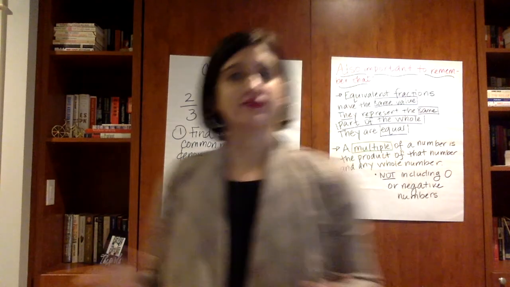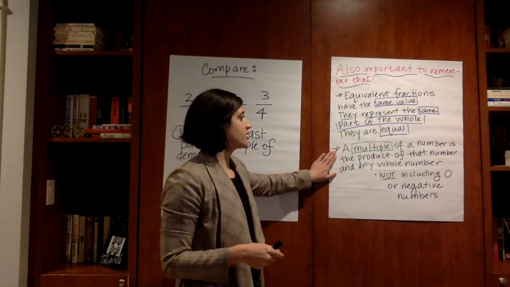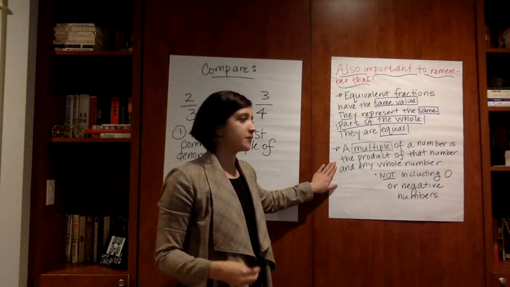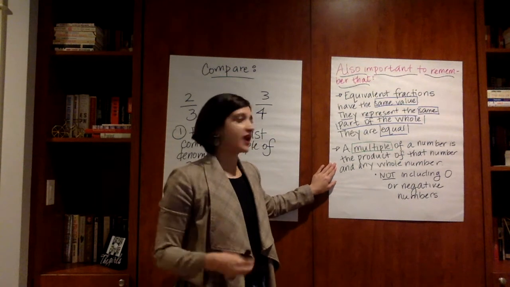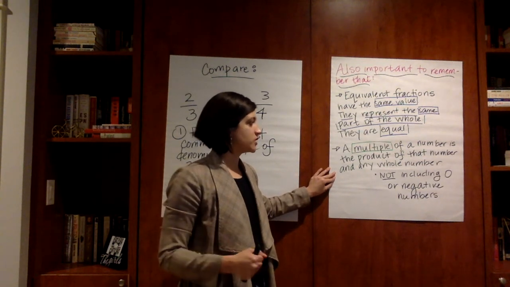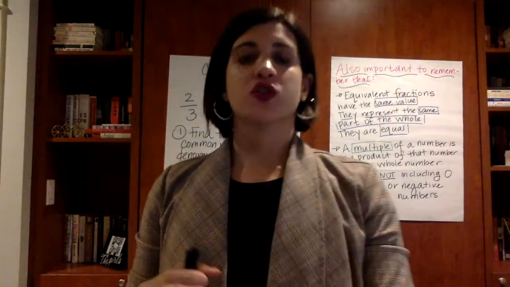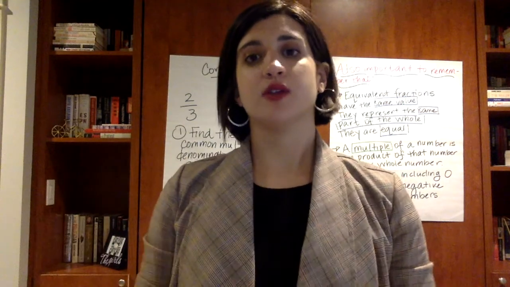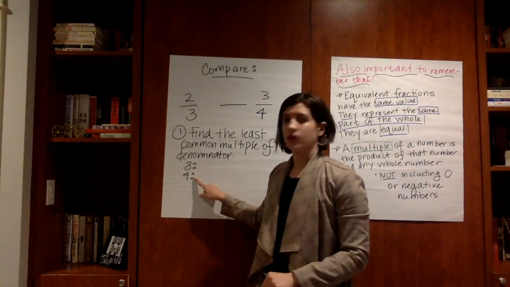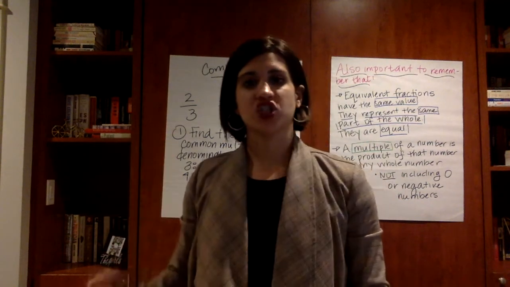So let's review that. A multiple of a number is a product of that number and any whole number except for 0 and 1. I'm going to repeat that. A multiple of a number is a product of that number and any whole number that does not include 0 and a negative number. So now that I remember what a multiple is, I'm going to find the multiples of 3 and 4 with the goal of finding the least common or smallest number that they both share.